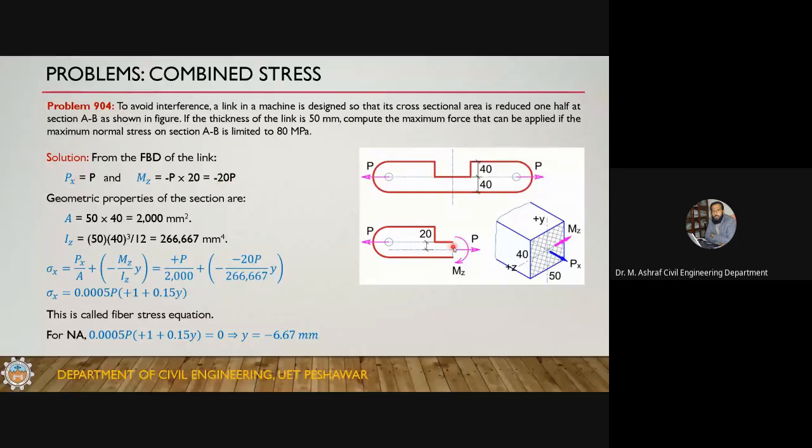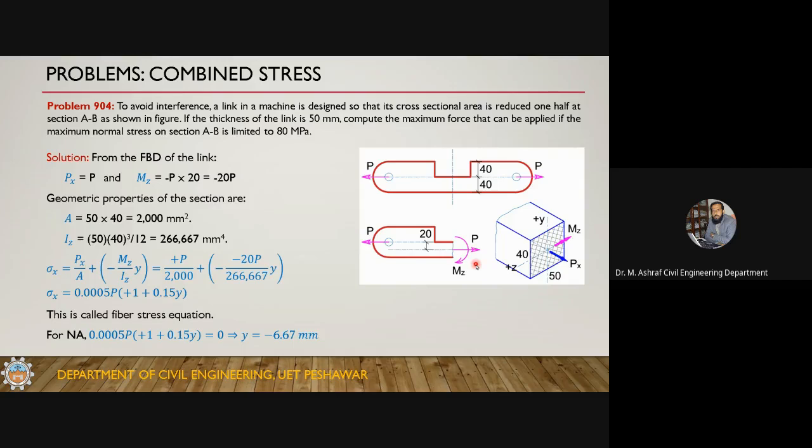Now these are the forces acting on this cross section. Now the geometric properties: the cross section area is 50 into 40, and the moment of inertia is 50 into 40 cubed by 12. So this is the moment of inertia, and this is the cross section area of the member. Now you have once again the combined stress formula. There is no My acting on this one, so I haven't written the My. So this is Px over A plus or minus Mz divided by Iz into y. So P is plus P divided by 2000, and this is minus 20P. If you add them, it will result in this value. This is called the fiber stress equation, or the stress equation simply.